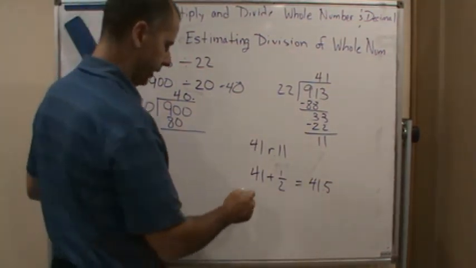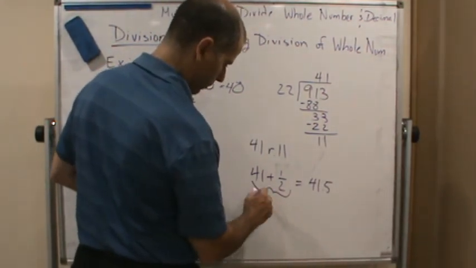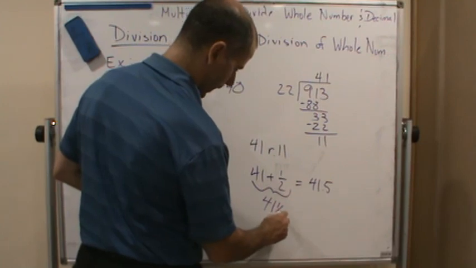Okay? So again, how do we normally write these? When we have fractions, 41.5, like that.